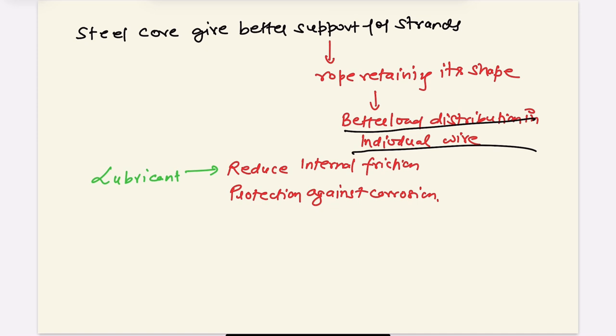So the rope retains its shape, and there is better load distribution among the individual wires in IWRC construction. Wire rope strands have friction between them. If the friction increases much, then flexibility decreases. So, to reduce internal friction and protect against corrosion, lubricants are generally used for wire rope slings. In the next lecture, we will understand calculations.